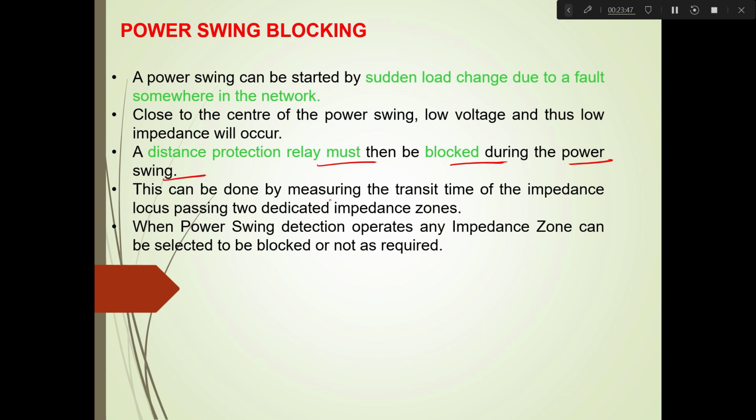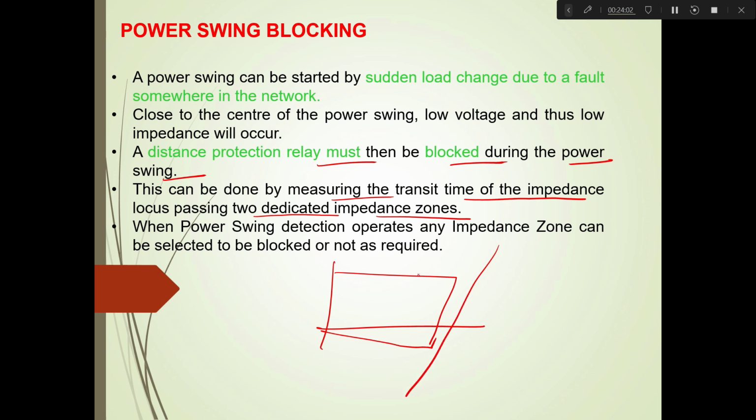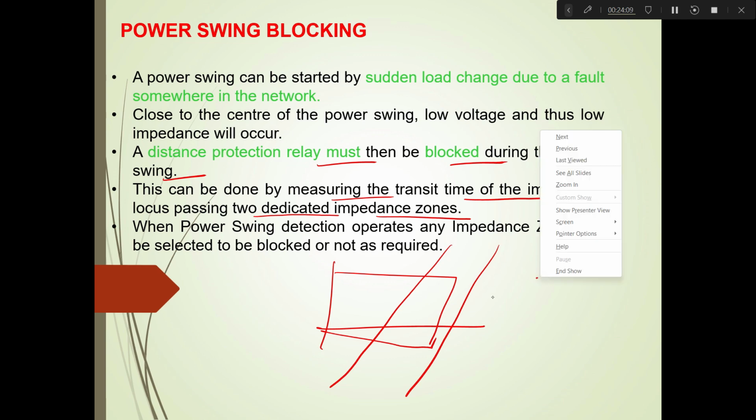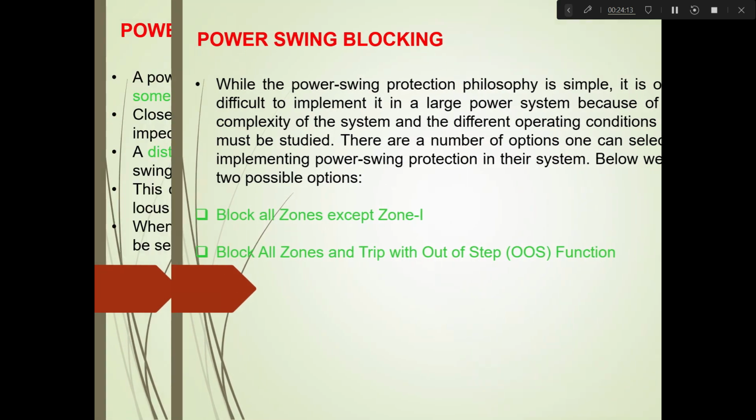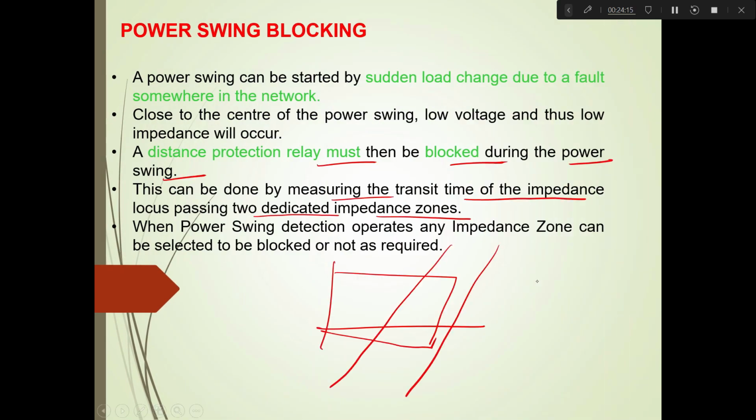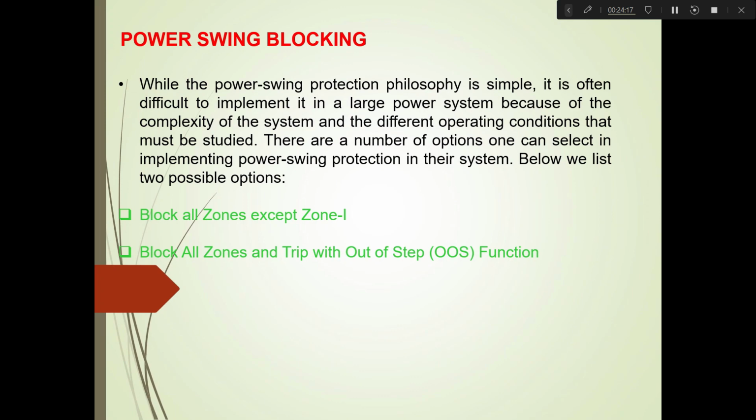This can be done by measuring the transit time of the impedance locus passing two dedicated impedance zones. So you can calculate by this. Suppose this is my zone boundary, this is simply zone 1. So I can draw two parallel lines like this. The time for the locus to traverse from one point to another. Suppose the locus is traversing like this.